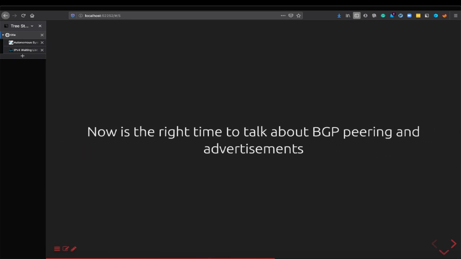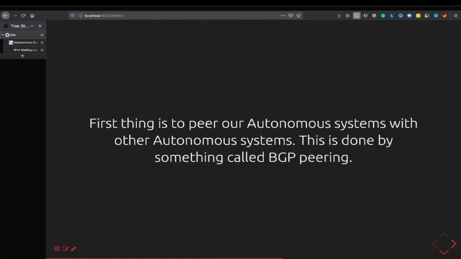So now that we have our IP address and our ASN, we should go ahead and start talking about something called BGP peering, advertisements, and all of that. So first thing is you have an autonomous system number, okay, and you're going to start talking to other autonomous systems, or your neighboring autonomous systems, and this process is known as BGP peering. All right, so you basically set up routes and cables between different autonomous systems.